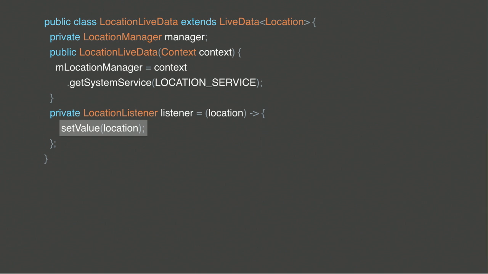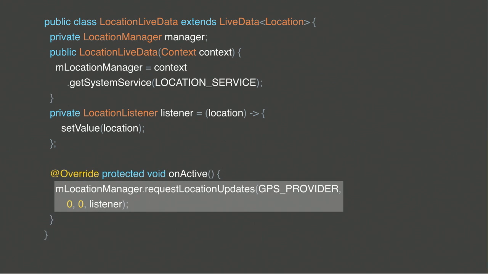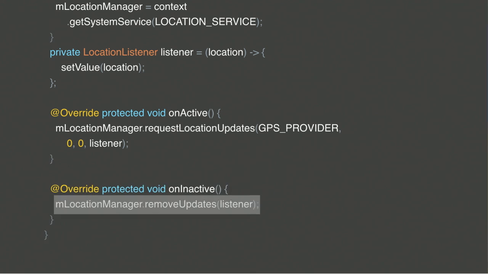It doesn't really matter. So we want to override onActive, right? When the very first active observer comes, we want to start listening to the system service. Similarly, when the last active observer goes away, we want to stop observing the system service.